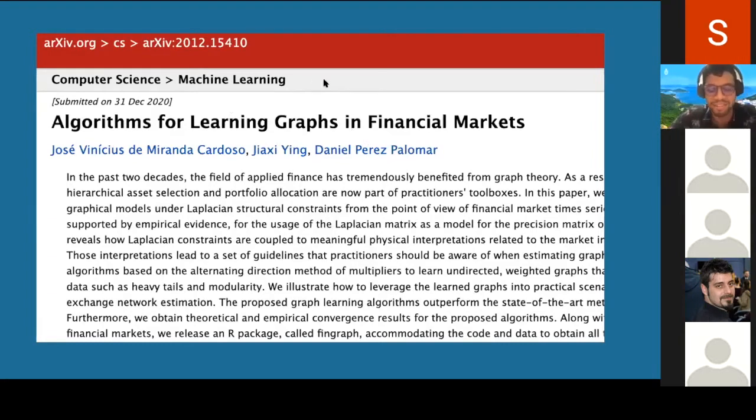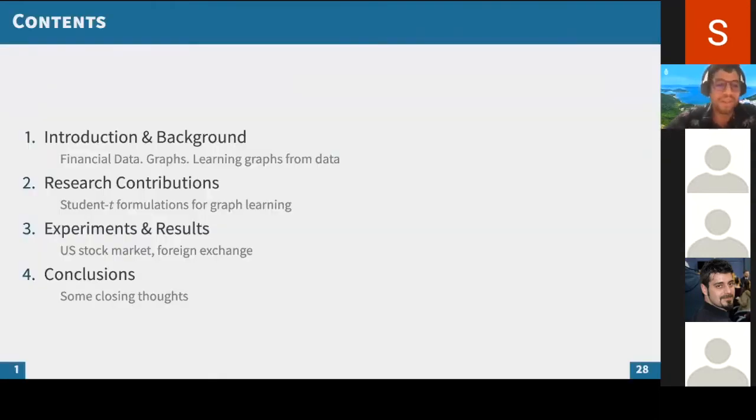And from this arXiv screenshot, you can see that I submitted the paper on December 31st, 2020. It was kind of on purpose, because 2020 was a hectic year for everybody, right? And I wanted to wrap it up with all my pending things. So I made sure that the paper got submitted before 2021. Okay, without further ado, let me start.